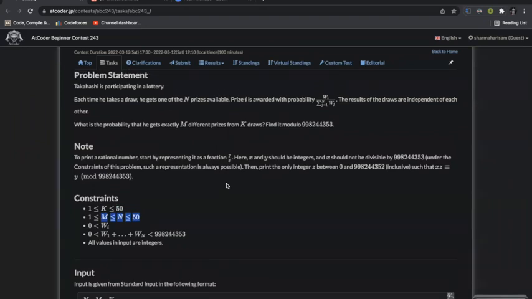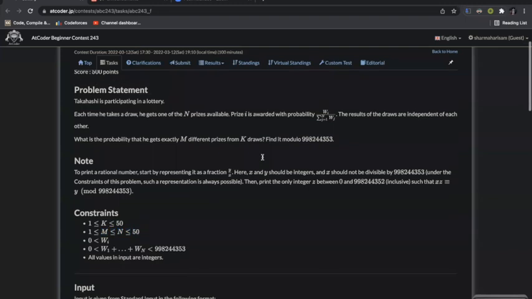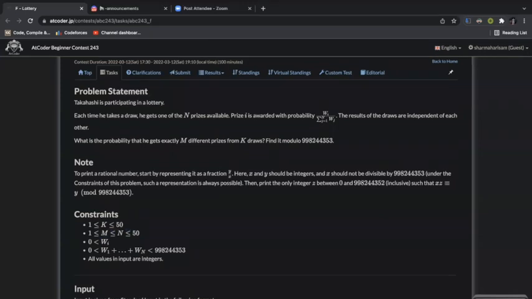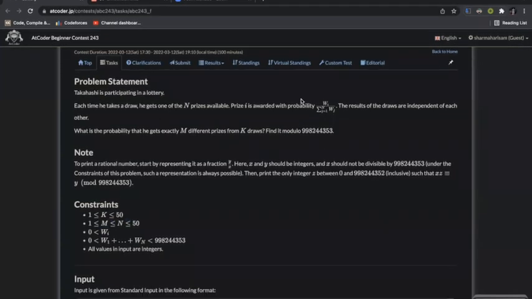The solution is a bit involved. It requires probability, combinatorics, and dynamic programming. So yeah, if there are any doubts with the problem statement, you can ask, or else I'll give you guys 5 minutes to think about the solution.